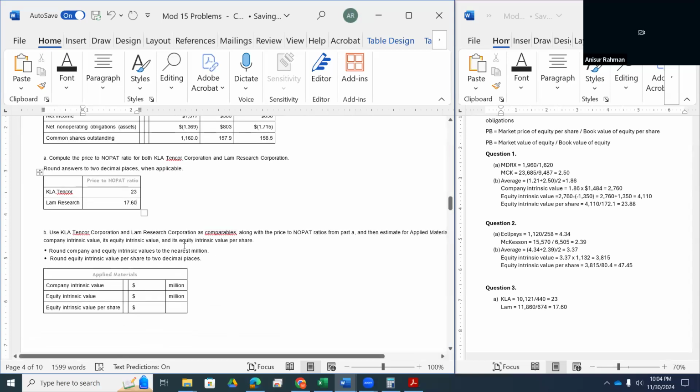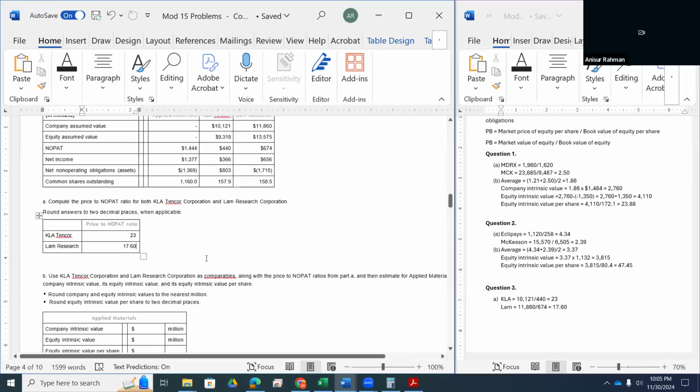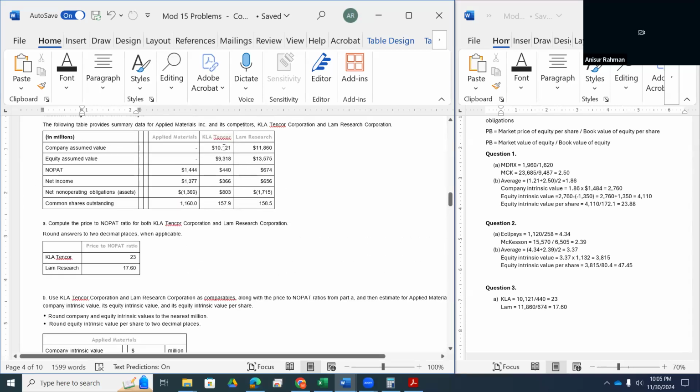Now we have to use both of these price to NOPAT ratios. So that means we need to calculate the average. And then we have to estimate company intrinsic value, equity intrinsic value, and equity intrinsic value per share. Now here again, like question 1, we are starting with company intrinsic value, because when we calculated the price to NOPAT ratio, our price was the price of the entire company.